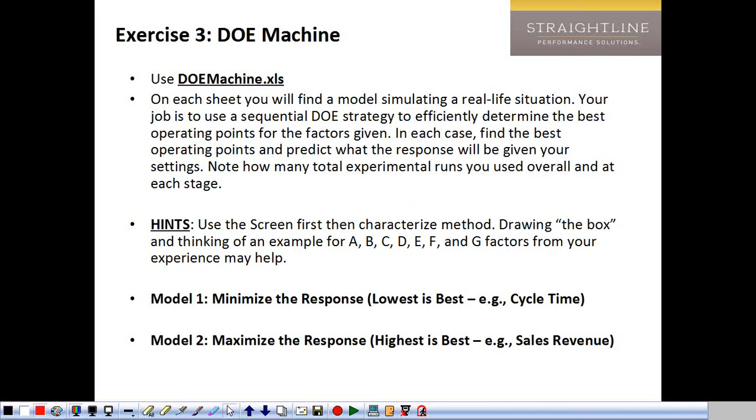it says on each sheet you'll find a model that simulates a real-life situation. Your job is to use some sort of strategy to efficiently determine the best operating points for the factors given. So the idea is not only to find what factors are significant, but to find the actual thing that gives you the best response. Okay? And predict what response will be given your settings. You might want to use a screen first and then a characterize method, okay? Drawing the box and thinking of an example.